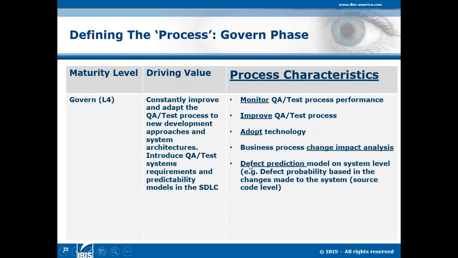And then process characteristics of our most mature or the governed phase. We're monitoring the QA process. We're constantly improving our process. The organization has adopted the technology, and business process change impact analysis is part of our organization. We're also more predictable on our defects, understanding that as we continue to do more testing and add more rigor to our testing, we have a pretty good idea of where our breakpoints are based on historical test runs.